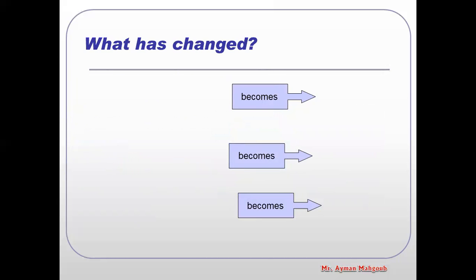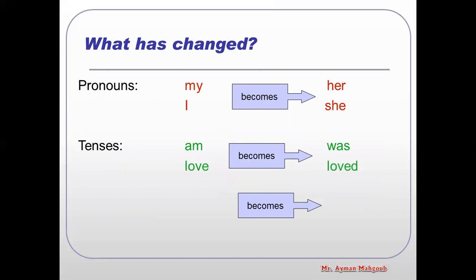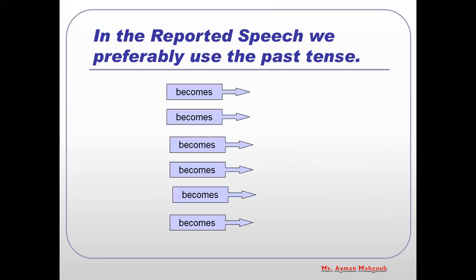What has changed? Number one, the pronouns. My becomes her and I becomes she because the speaker is a woman. The tenses: am becomes was, love becomes loved. So we changed the present verbs into past verbs. The third thing that has changed is the time words. Tonight becomes that night. So in reported speech, we preferably use the past tense.